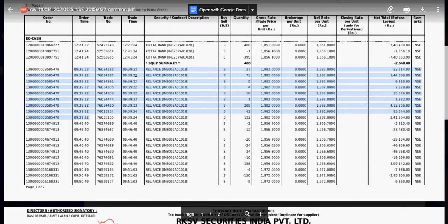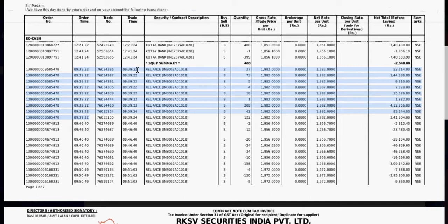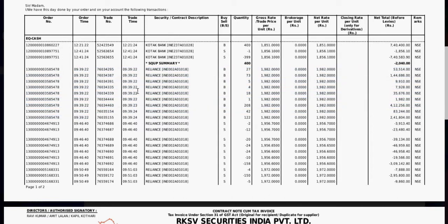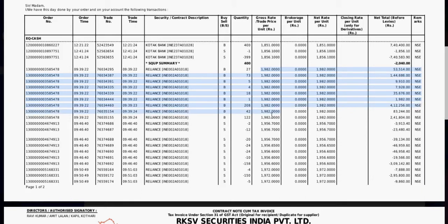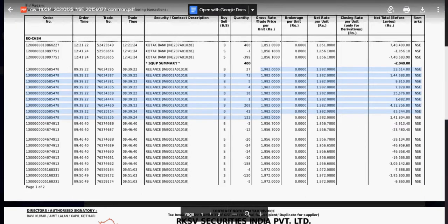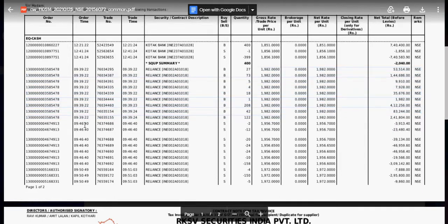Of course it got executed in a couple of seconds, because all the sellers were not present simultaneously. It got filled within a 1 or 2 second range. And then you can see, since I had punched in a limit order, all the shares got filled at 1982 rupees only. So this is the cumulative amount I invested in that particular trade. Then again I sold half of that.